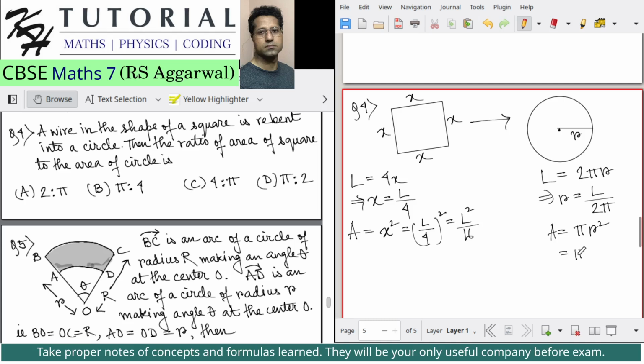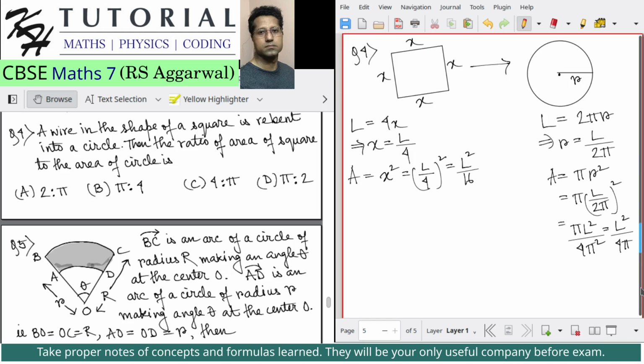This is equal to pi times, and what is r? r is L by 2 pi, squared. This is equal to pi L squared by 4 pi squared, which after simplification is L squared by 4 pi. So the area of the square is L squared by 16, and the area of the circle is L squared by 4 pi, where we have assumed the length of the wire to be capital L.